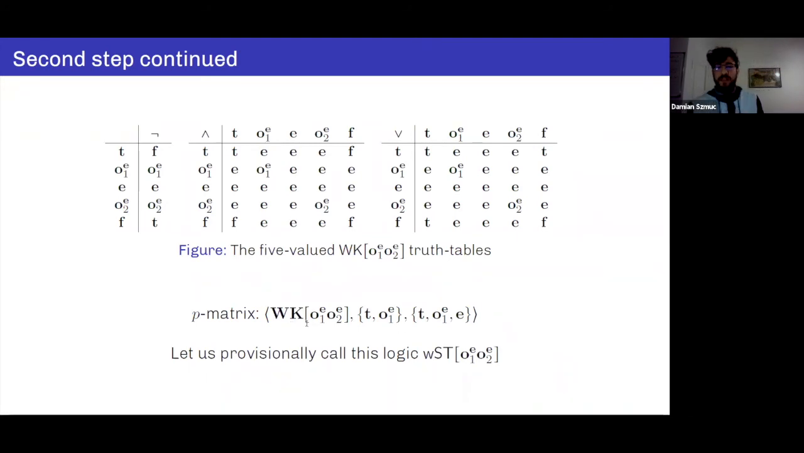So the P matrix is as follows: you have this algebra, and the set of designated elements for premises are truth and this additional element, E1 or OE1, and then for conclusions, we have truth, OE1 and the original E, okay? And this logic, we can call it however you want, they just give this technical name, but it's an extension of weak Kleene. I'm going to tell you in just two slides that this is exactly what we're going for. This is the semantics for the fragment of classical logic that we were aiming for.